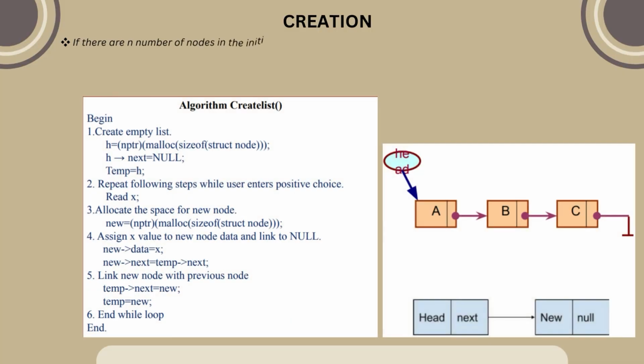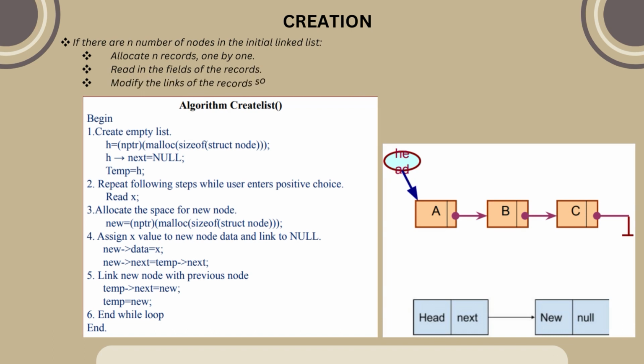Now, for creation of the linked list, suppose there are n nodes in the initial linked list. Allocate n records one by one, read in the fields of the records, and modify the links of the records so that the chain, or the linked list, is formed. Algorithm for creation of the linked list: first of all create an empty list, allocating memory space to a pointer variable h using the malloc function. The next part, the address part of h, is assigned null.